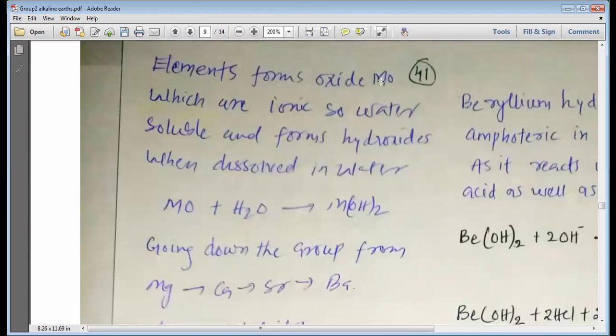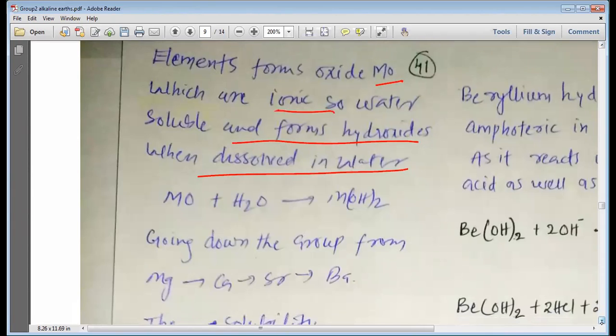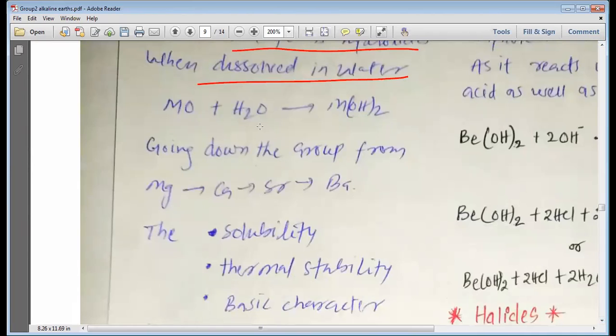These elements form oxides of the type MO, where one ion of M+2 combines with one ion of O-2, which are ionic, so water soluble, and form hydroxides when dissolved in water. So this MO type of oxides, when they react with water, produce M(OH)2 type of hydroxides, and these hydroxides are also water soluble.